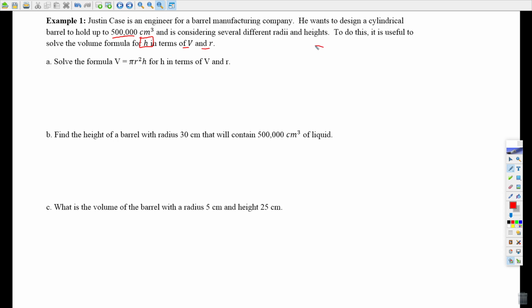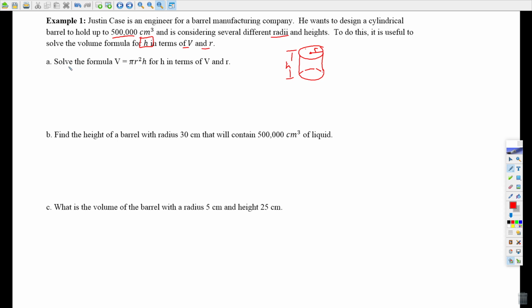We're actually manufacturing barrels, so let's draw a quick barrel, which mine's not that good. Something like this. And we're holding up to 500,000 centimeters cubed, so we're talking about the volume of how much it can hold. We're going to be changing the radius. Here's the radius, that's R. Radius is from the center of the circle to the edge. And then the height of the barrel is something else we're going to change. As we change the height and the radius, it can hold different volumes.